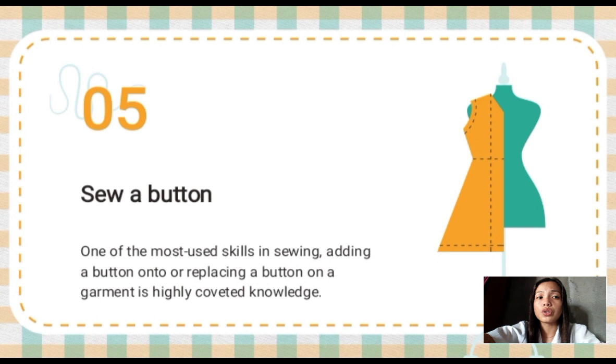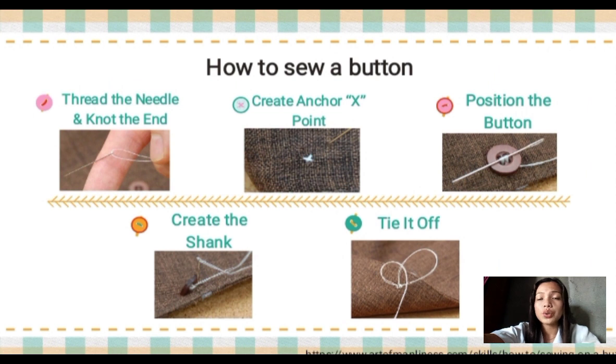So next is how to sew a button. One of the most used skills in sewing. Adding a button onto or replacing a button on a garment is highly coveted knowledge. So, how to sew a button? The first thing you need to do is thread the needle and tie the end. Next is create an anchor X point. And next is position the button. Next, create the shank. And last, tie it off.